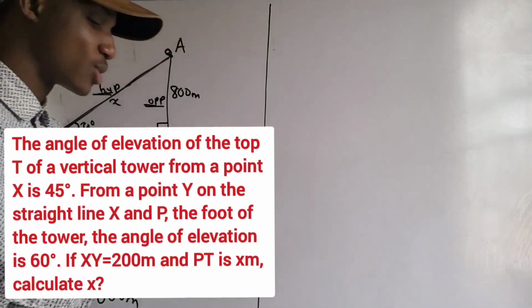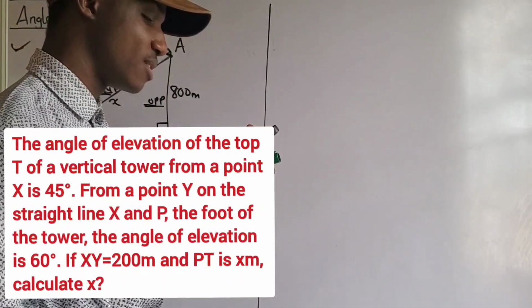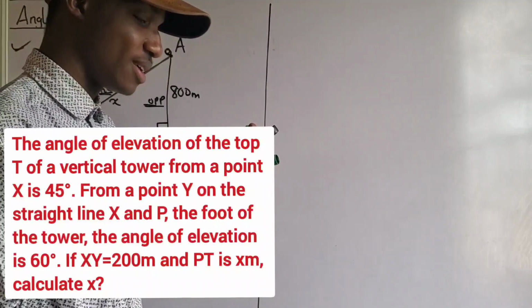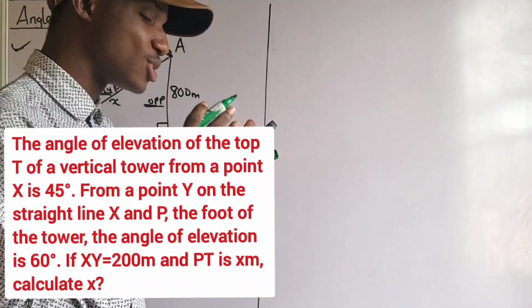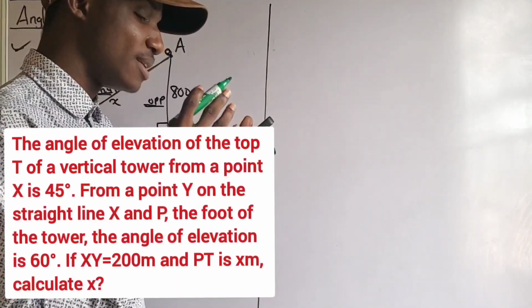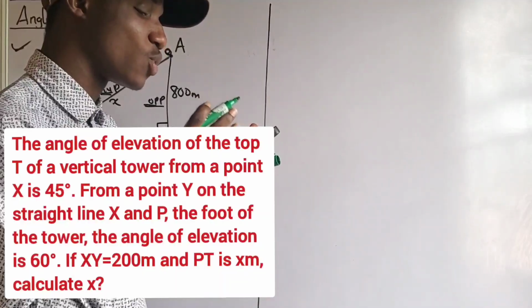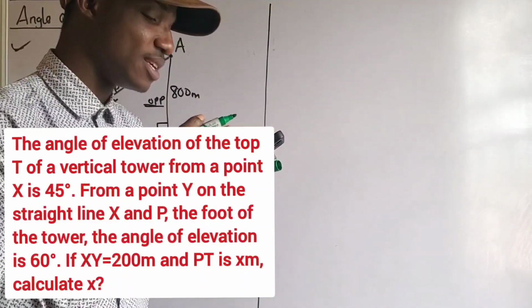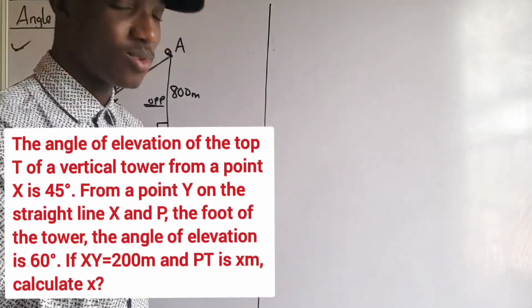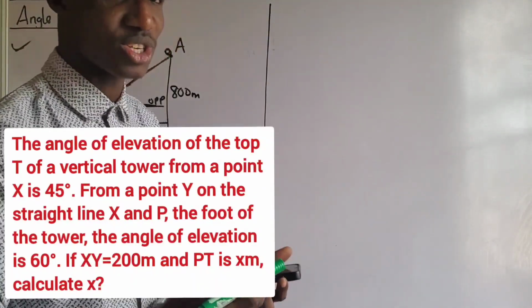The angle of elevation of the top T of a vertical tower from a point X is 45 degrees. Listen to the question. From a point Y on the straight line XP, P being the foot of the tower, the angle of elevation is 60 degrees. If XY equals 200 meters and PT equals x meters, calculate the value of x. Okay, let's start by interpreting the question into a diagram.